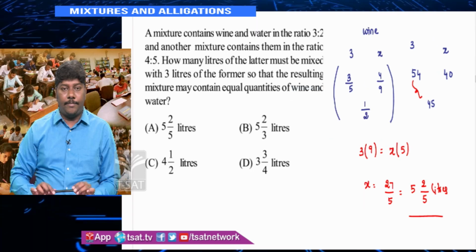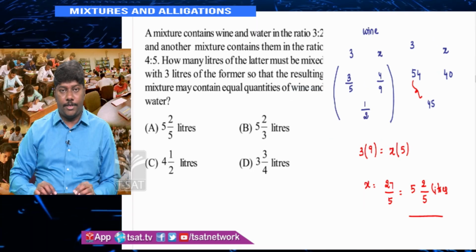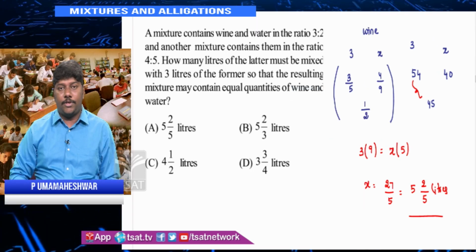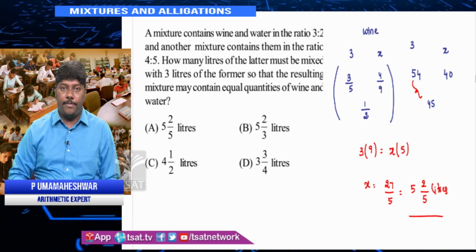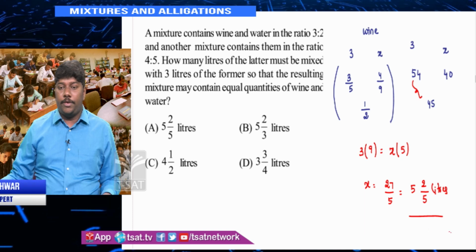This is a typical example of mixtures and alligations, where you are mixing the first one and the second one, and you are getting the third ratio, which is also given. He is asking you how many liters of the second mixture must be mixed.